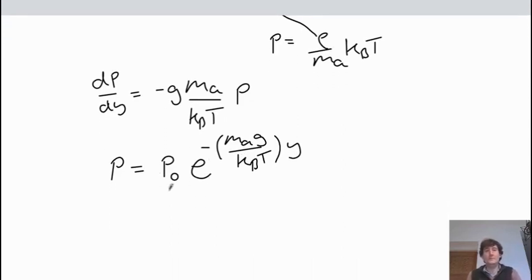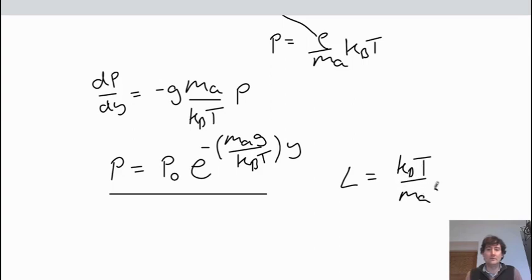And now this tells us that the pressure decreases exponentially with height, assuming of course that T is in fact a constant. In reality, of course, temperature is changing, and so this scale length will change. But we can write this whole thing as essentially y divided by a length scale, which is just kBT over m_A g. And this is around 8.5 kilometers for Earth's atmosphere.